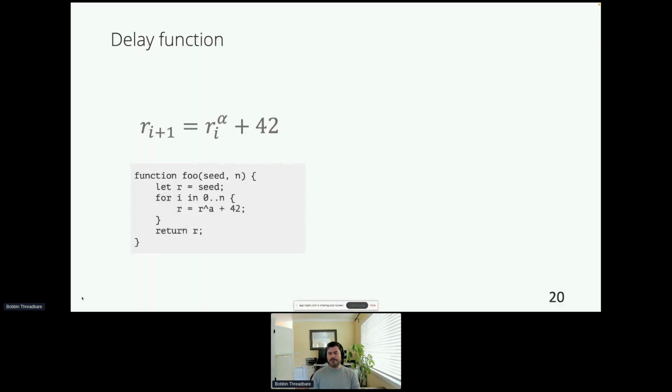All right, if you want to describe this function, you'll notice that this is almost the same example that I used when I described AIR. You take some seed and a number of steps, and you repeatedly apply this power.